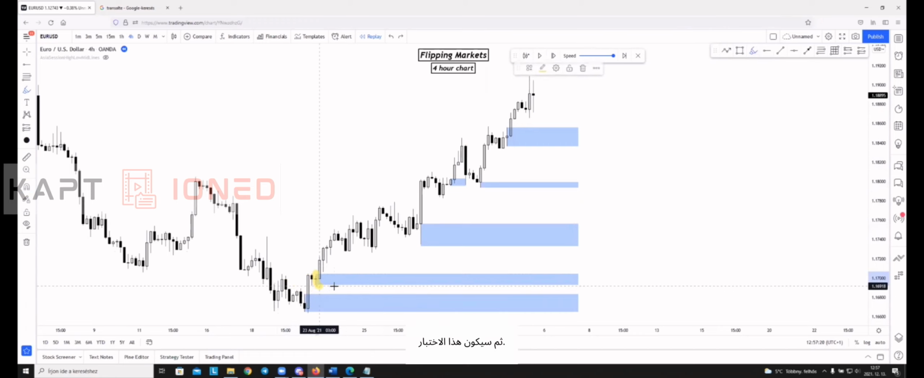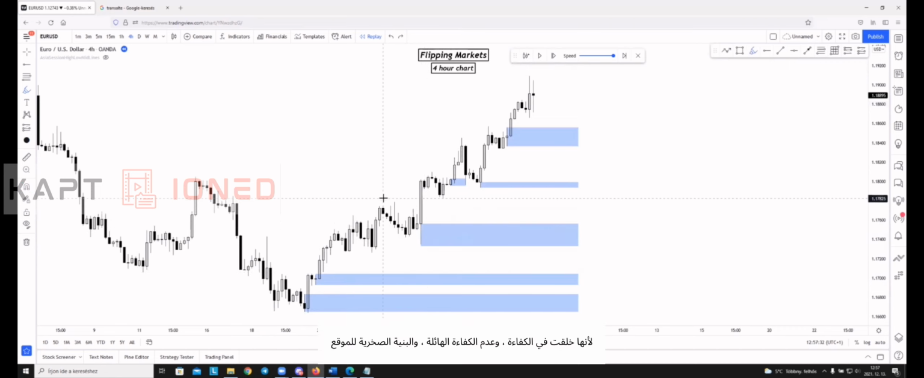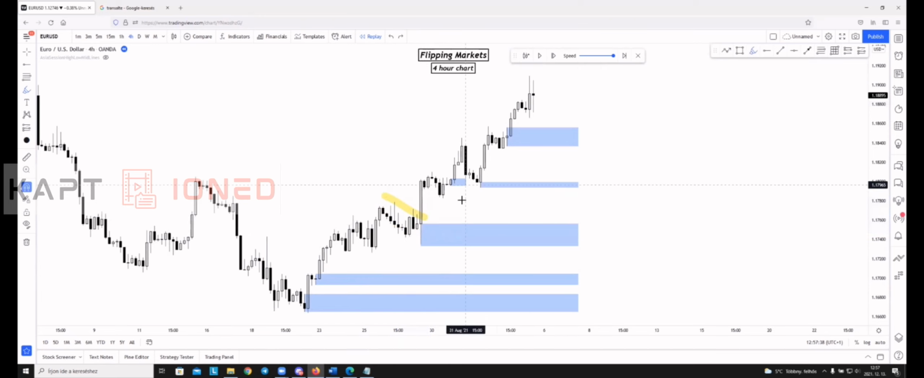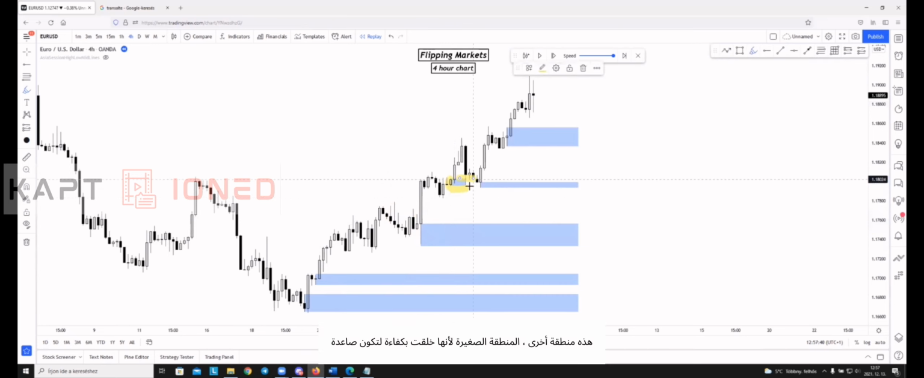The next zone will be this one because, as you can see, it created inefficiency. It has a gap between the wicks and it broke structure, broke this structure. Okay, the next zone will be this wick zone because it created huge inefficiency, broke structure to the upside and collected liquidity from this region. As you can see, here's another zone, this small zone, because it created inefficiency to the upside, broke structure, and collected liquidity. Price reacted on this zone here and just broke below a little bit.